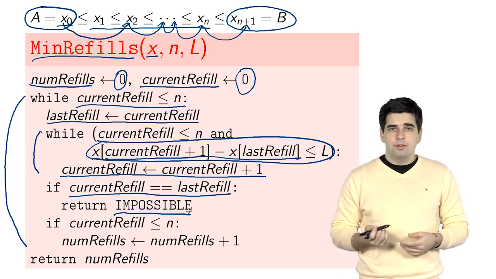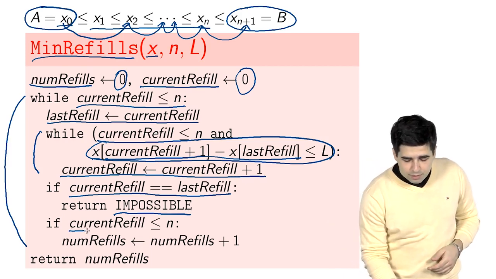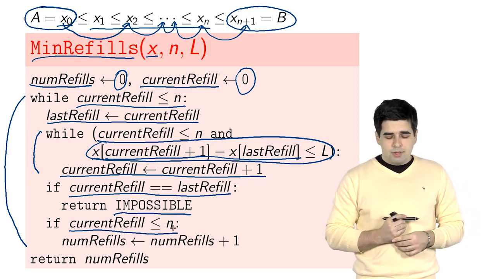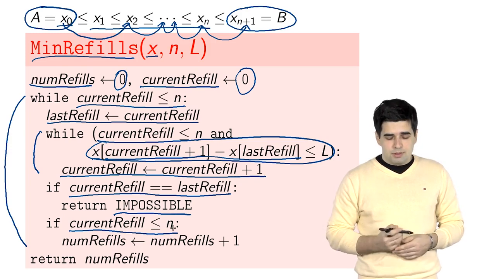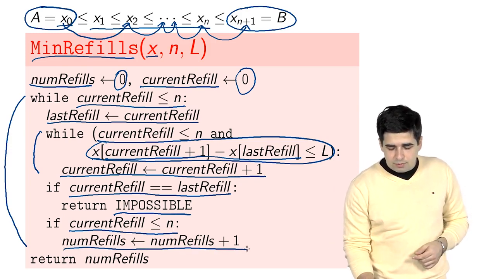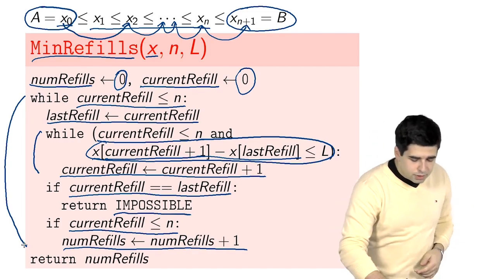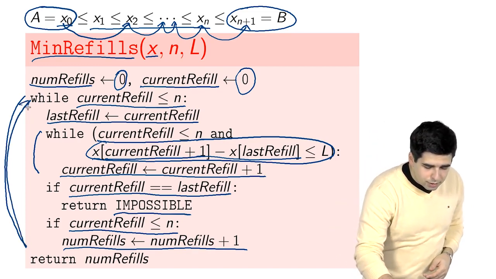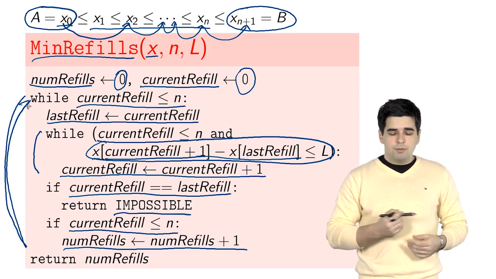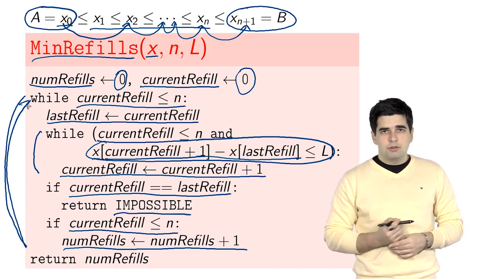Otherwise, we need to refill there. So we check that we're to the left from point B with this inequality, and if it's true, then we're at some gas station and we need to refill. So we increase the num refills variable by 1. And then we return to the start of our external while loop. And there we again check if we're to the left from point B, we need another iteration.